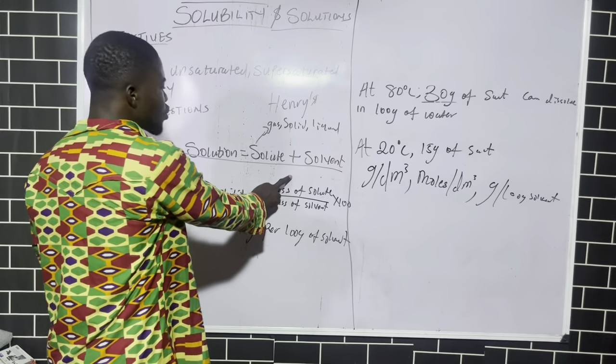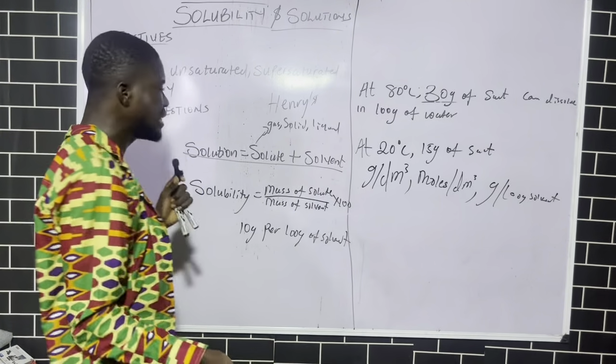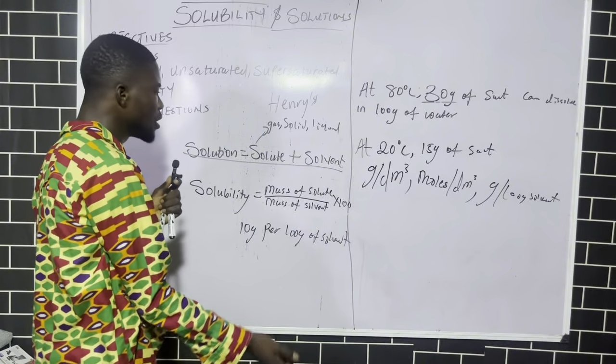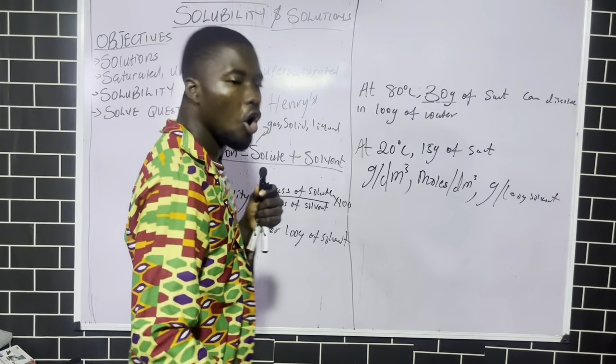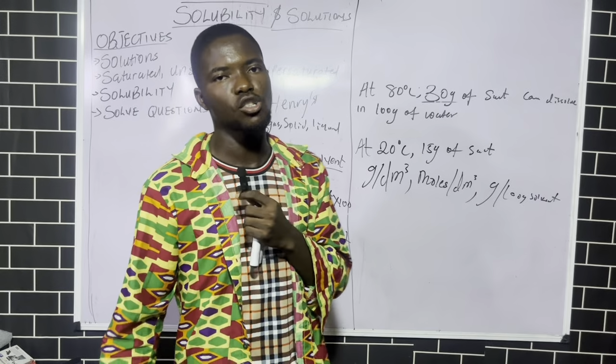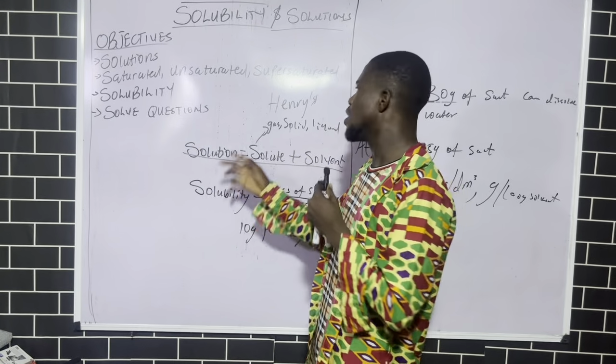So this is solubility: mass of solute over mass of solvent times 100 gram, as easy as that. Mass of solute, we already know what solute is. Remember, solution is what? Solute plus solvent. So if they give me 30 grams of solute and 100 grams of solvent, what will be my mass of solution? 30 plus 100, that's 130 grams. So don't forget it.